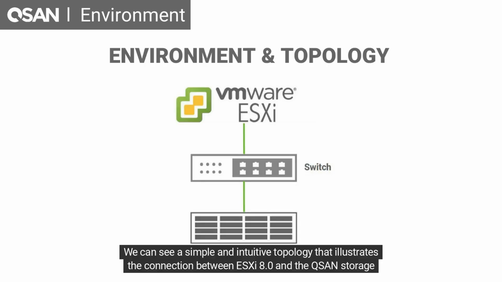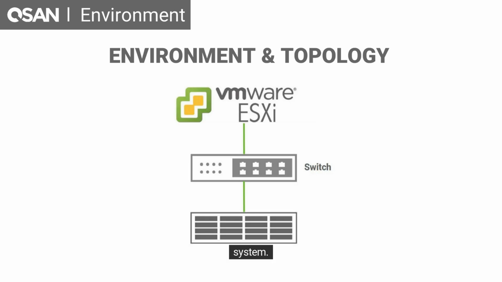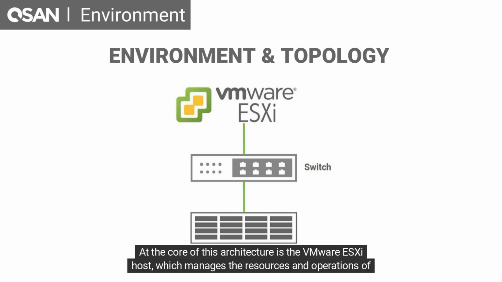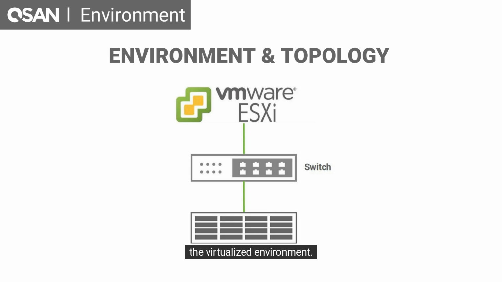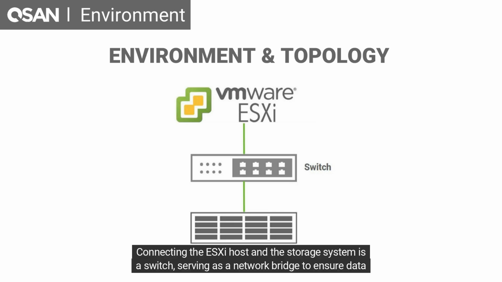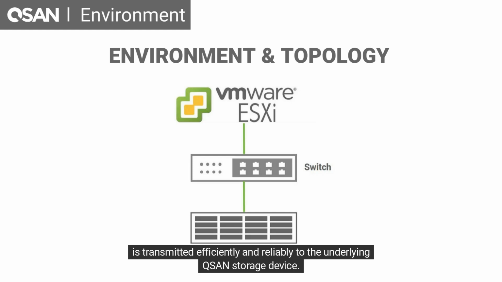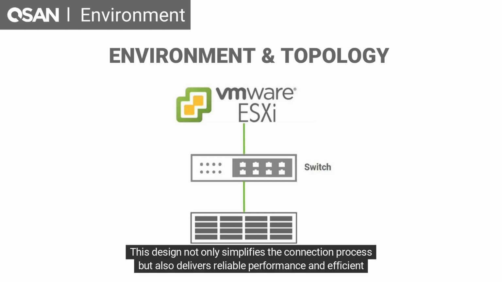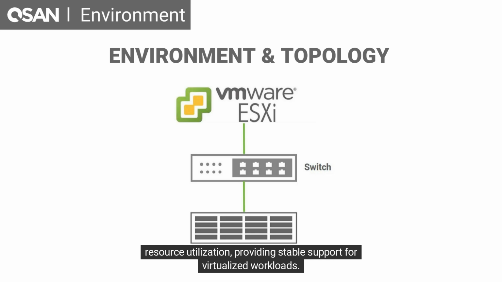We can see a simple and intuitive topology that illustrates the connection between ESXi 8.0 and the QSAN storage system. At the core of this architecture is the VMware ESXi host, which manages the resources and operations of the virtualized environment. Connecting the ESXi host and the storage system is a switch, serving as a network bridge to ensure data is transmitted efficiently and reliably to the underlying QSAN storage device. This design not only simplifies the connection process, but also delivers reliable performance and efficient resource utilization, providing stable support for virtualized workloads. In the following sections, we will dive deeper into the step-by-step configuration process.